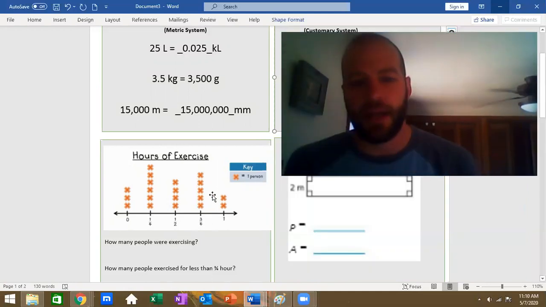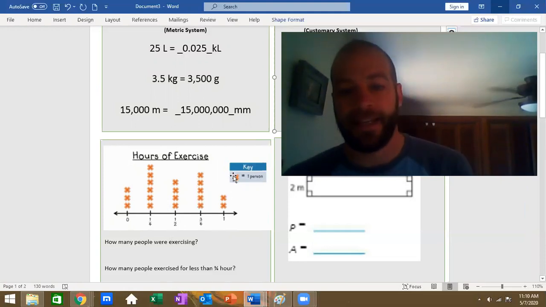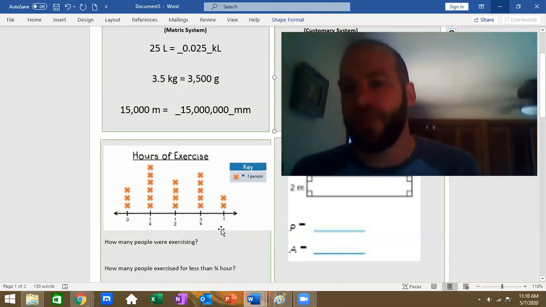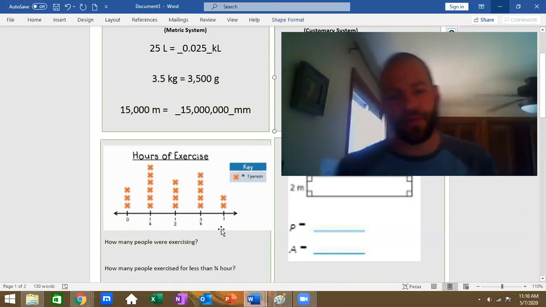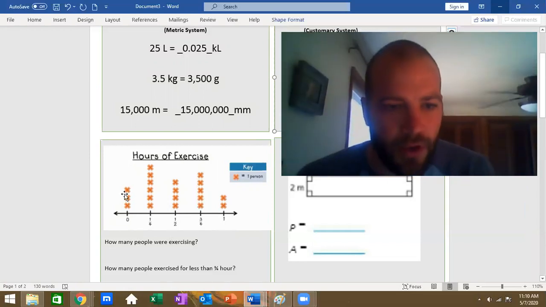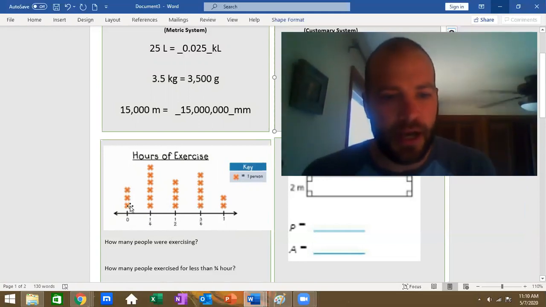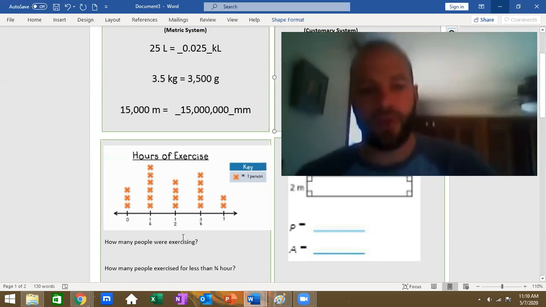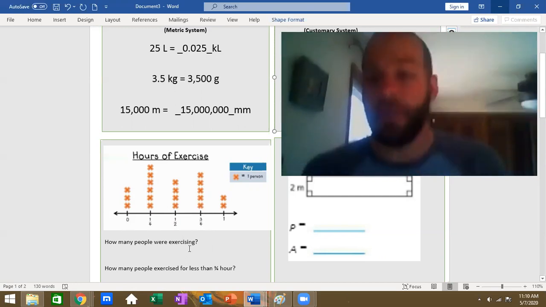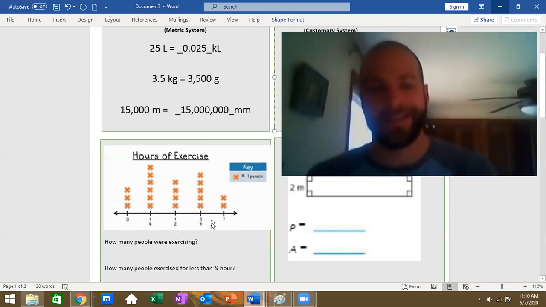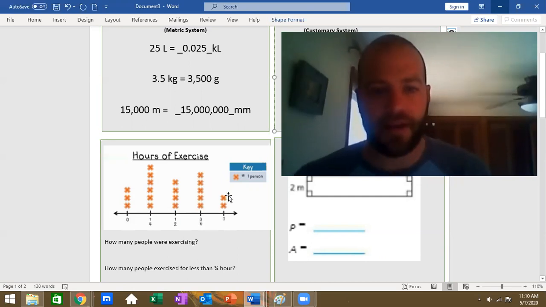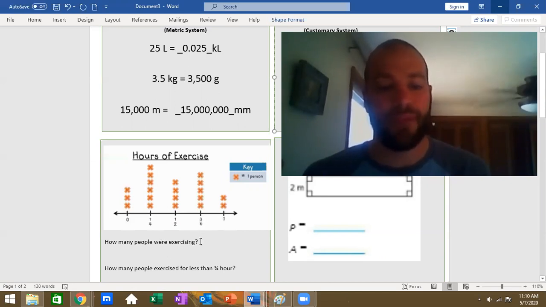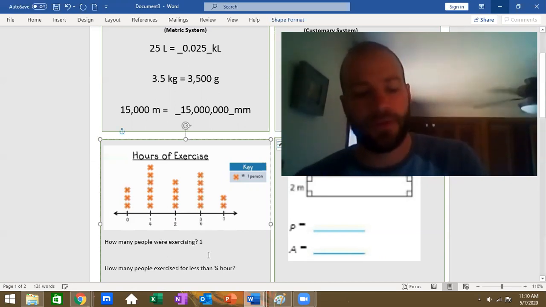How many people are exercising? Well, the key says an X is one person. And if there's not a key, you can assume that it's one person. So we have how many people? Well, how many X's? 3 didn't exercise at all. 6 exercise for a quarter of an hour. 4 for half an hour. 5 for 3/4 of an hour, and 2 for 1 hour. So let's add all those up. 5, 6, 7, 8, 9, 10, 11, 12, 13, 14, 15, 16, 17, 18, 19, 20. 20.